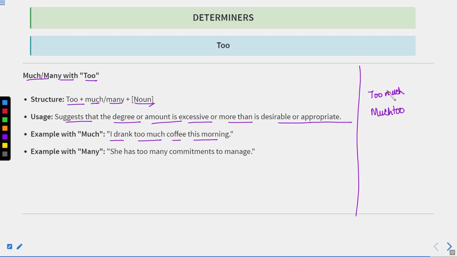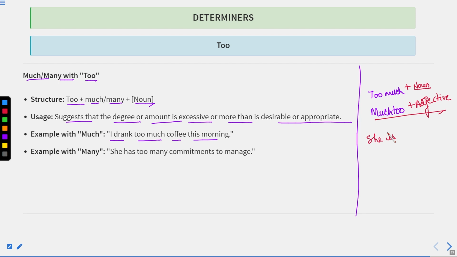How? "Too much" is always followed by a noun. But "much too" is followed by an adjective. So if I want to write an adjective after it, I need to write "much too." And if I want to write a noun, we need to write "too much." This is very, very important. For example, I can say I drank too much coffee this morning.